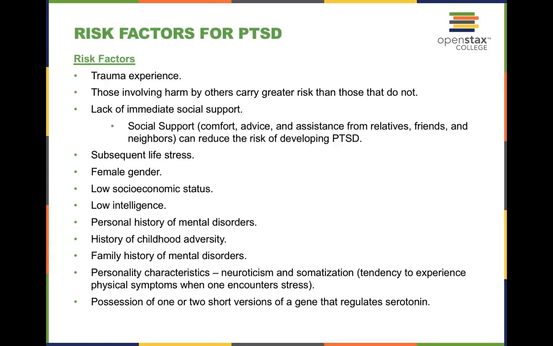Okay. Let's look at some more risk factors for PTSD. Of course, trauma, those involving harm by others carrying greater risk than those that do not. Lack of immediate social support. Social support includes comfort, advice, and assistance from relatives, friends, neighbors, and this can reduce the risk of developing PTSD. Subsequent life stress. Females are at a higher likelihood of developing PTSD. Low SES, lower intelligence has actually been associated with it. Personal history of mental disorders, history of childhood adversity, family history of mental disorders, as well as personality characteristics, neuroticism.